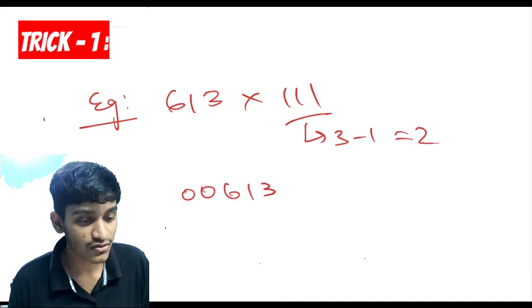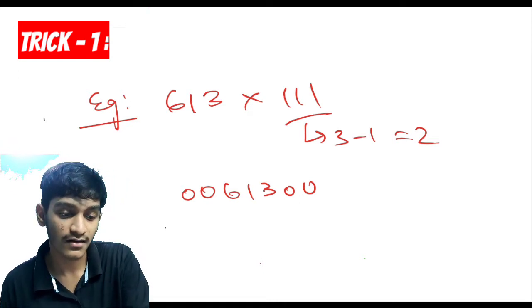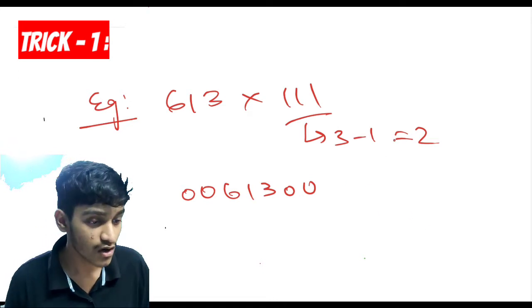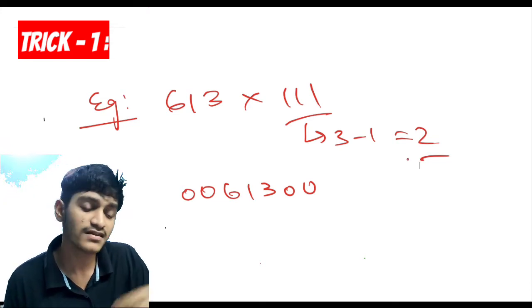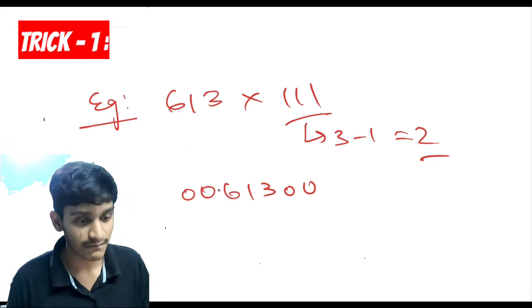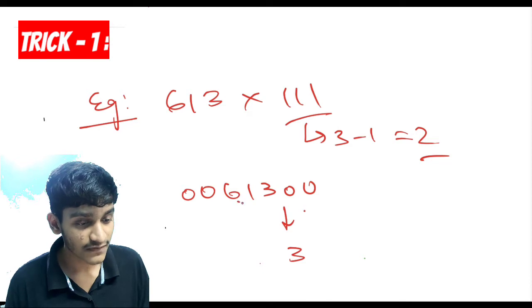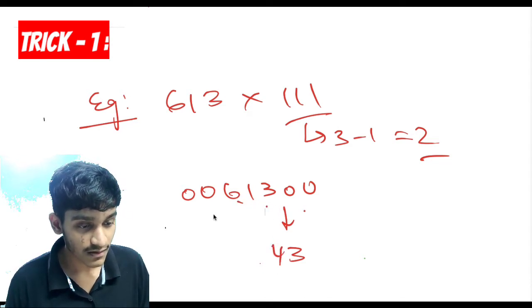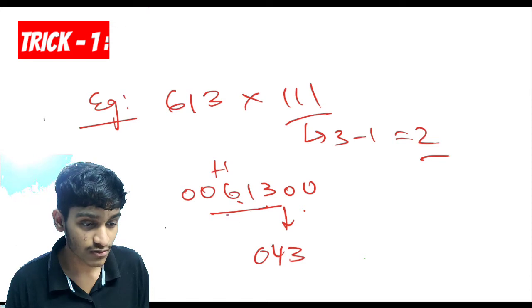Now I will write 0061300. As you can see, what I am doing over here is adding the number of zeros, which is 2, both preceding the number and after the 613. Now I am going to allocate 3 digits. So 3 plus 0 gives me 3. Again, 1 plus 3 plus 0 gives me 4. After that, 6 plus 1 plus 3 gives me 10, so 0 and carry over 1.